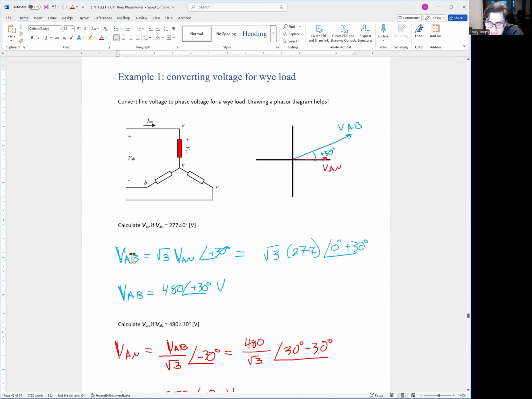Well, remember, VAB is always square root 3 more than VAN, and you add a 30-degree phase shift. So square root 3 times 277 is 480 volts, and 0 degrees plus 30 degrees is a positive 30 degrees. So VAB is always 480, angle positive 30 degrees. 480 volts is a very common voltage you can see in industrial systems, right? So you might see 480/277. 277 is your line-to-neutral version of your 480, which is line-to-line.